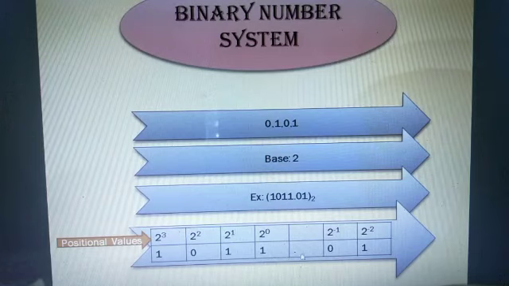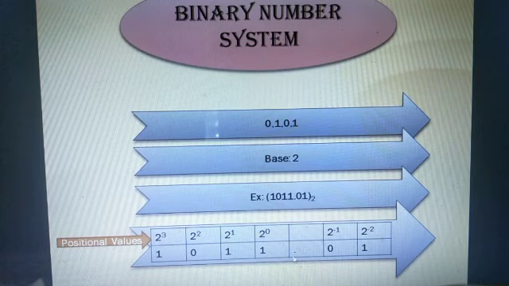1011, then the decimal point, after that 01. We have this as a binary number, so we have to take base as 2: 2, 2, 2, 2, 2 and 2.